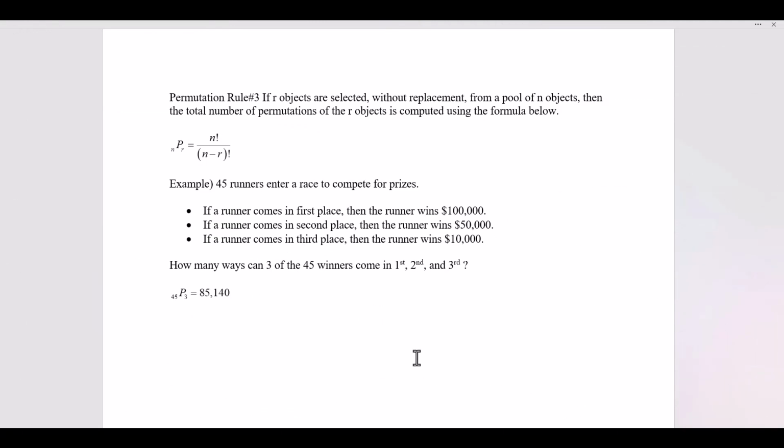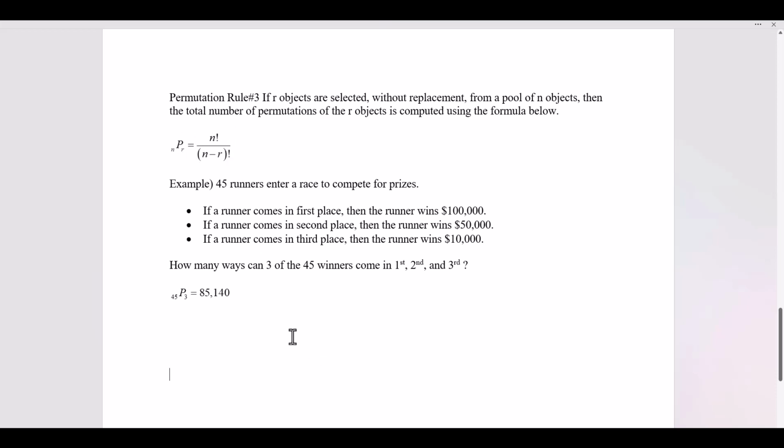Permutation rule number 3. If r objects are selected without replacement from a pool of n objects, then the total number of permutations of the r objects is computed using the formula below. We have n choose r for permutations is n factorial divided by n minus r factorial. However, with most scientific calculators, we can use the calculator to perform this computation.